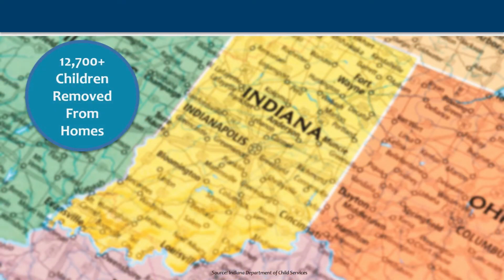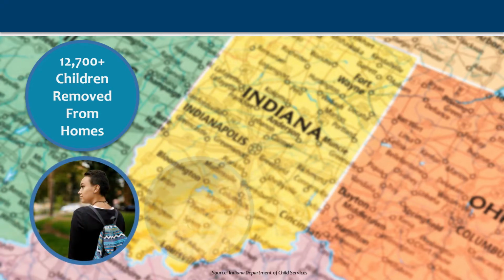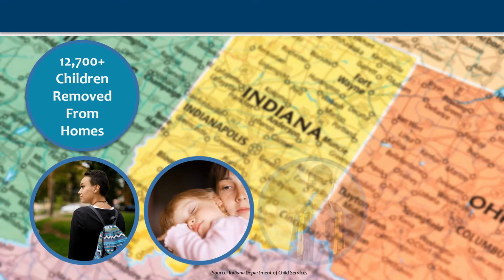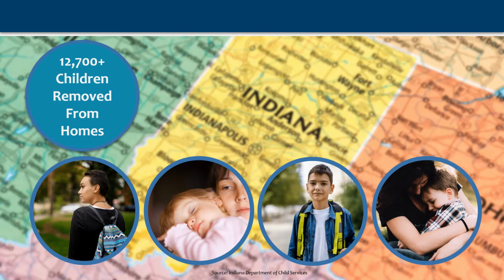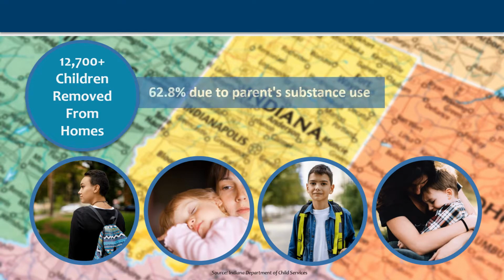SUD has a tangible impact on Hoosier families. During state fiscal year 2017, a total of 12,786 children were removed from their homes by the Department of Child Services in Indiana. Almost 2/3, 62.8%, of these removals were due to parental alcohol and/or drug use.